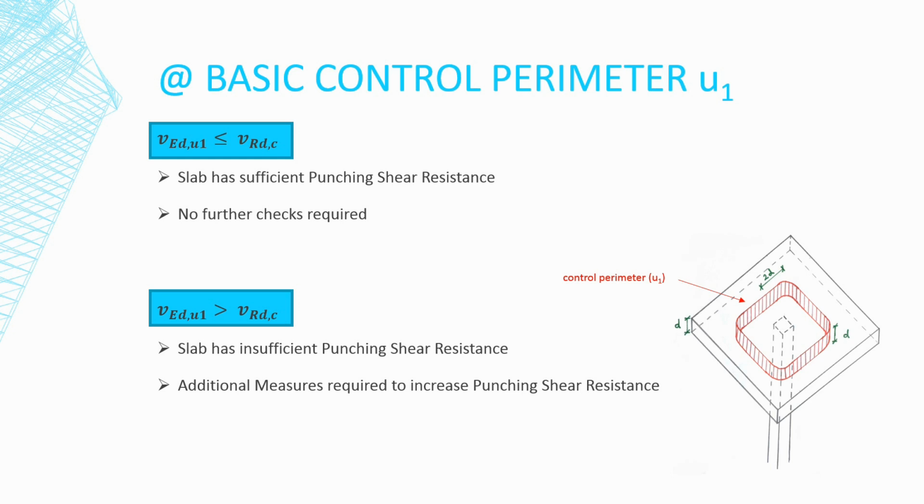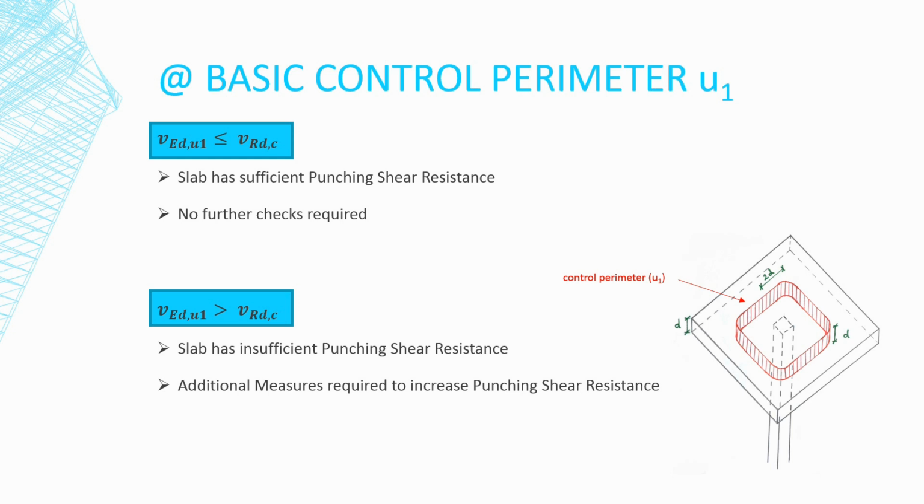If it is established that the punching shear stress at the basic control perimeter is less than the punching shear resistance at the perimeter, then the designer has shown the slab has sufficient punching shear resistance and no further checks are necessary. However, if the applied shear stress exceeds the shear resistance at the basic control perimeter, the slab has insufficient punching shear resistance and the designer has further work to do.